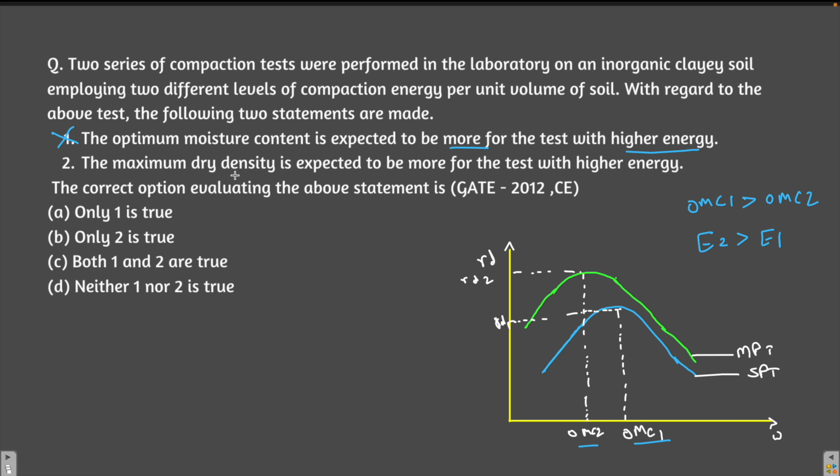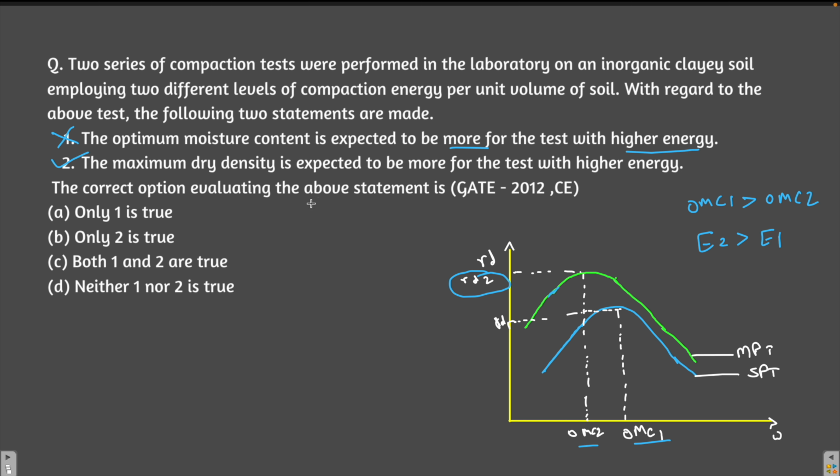The maximum dry density is expected to be more for the test with higher energy. So you observe here, this is the maximum dry density and this is the higher energy. The green line is for higher energy. So maximum dry density is more for higher energy. So this statement is correct. Now let's check the options.